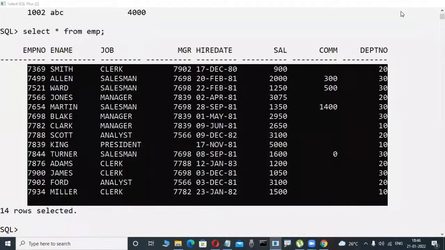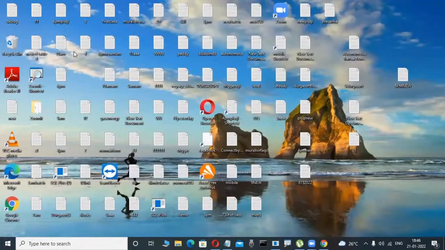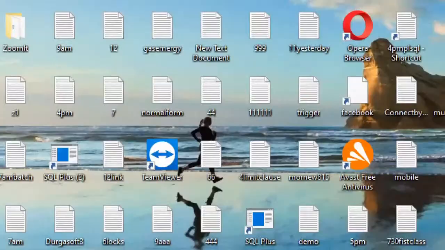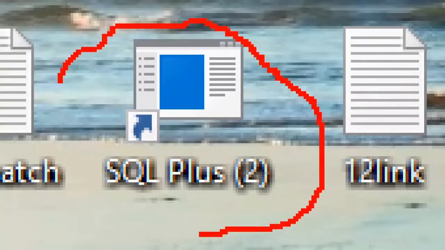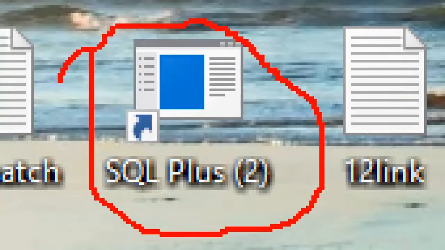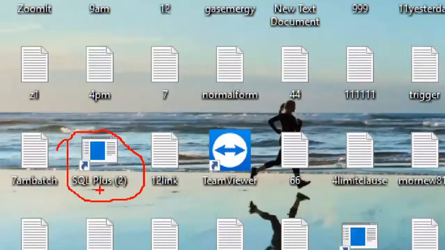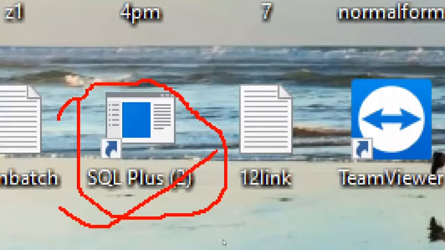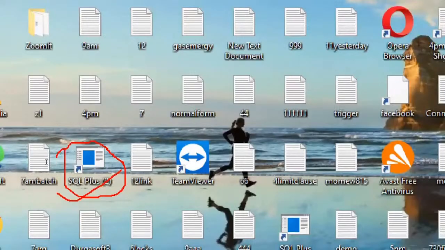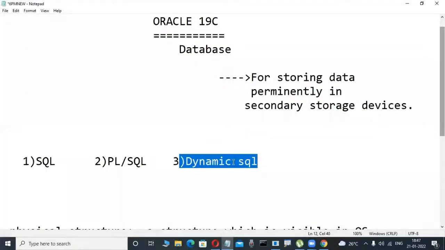Now check it out. Observe my screen. I'm installing Oracle. What is this? SQL Plus is there. SQL is a language. PLSQL is a language, with some coding. Dynamic SQL is a language. Daily we are writing code.